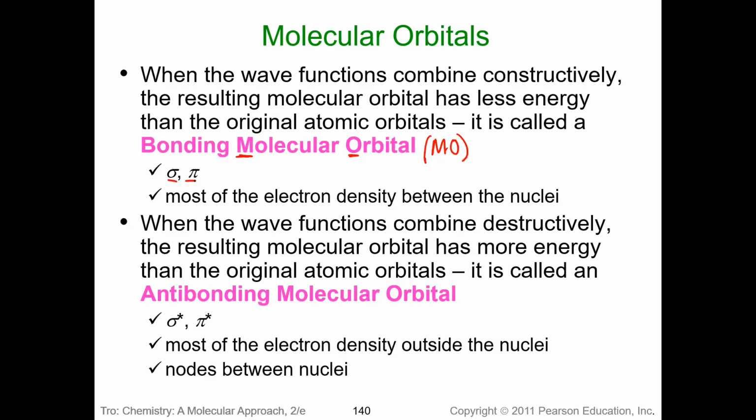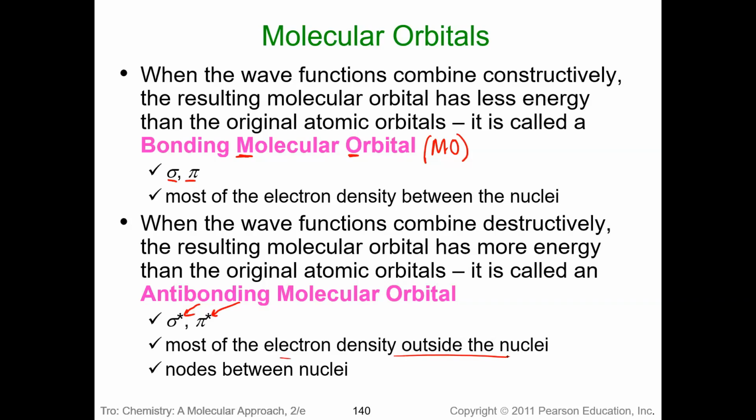When the wave functions combine destructively, you know when you go to the ocean and it really happens when waves are going back out, or sideways, and one hits the other and cancels them both out and makes them smaller. That's destructive interference. So when the wave functions combine destructively, the resulting orbital has more energy than the original orbital, and we call it an anti-bonding molecular orbital. And this little star means anti-bonding. And most of the electron density is outside the nuclei.